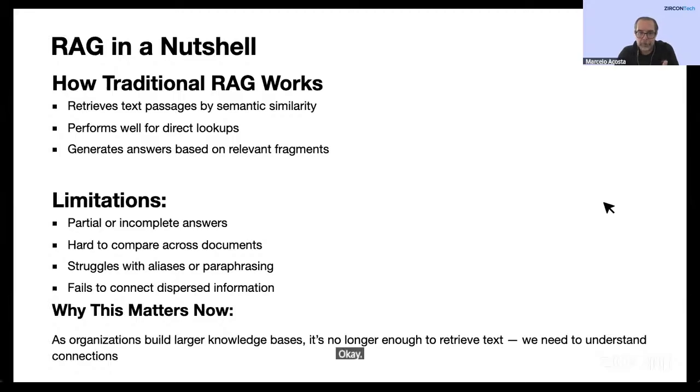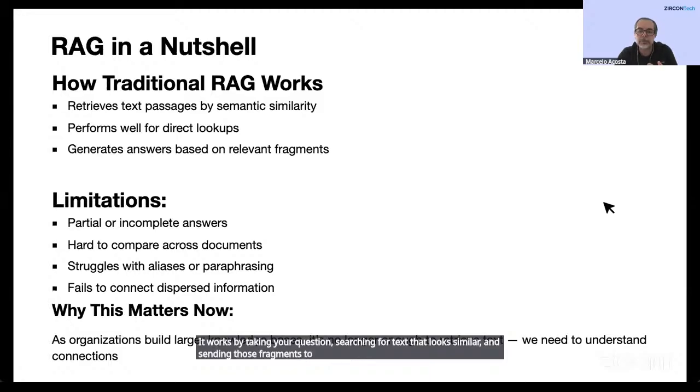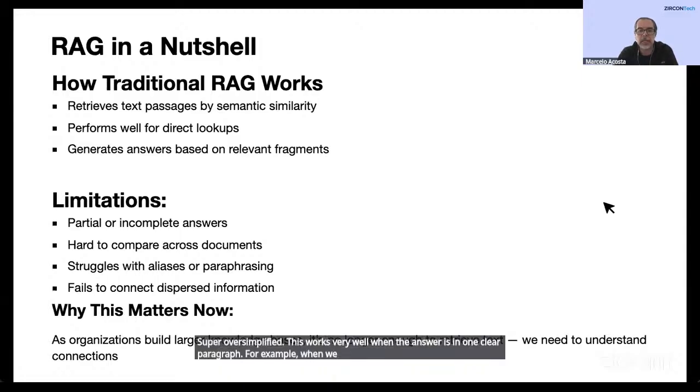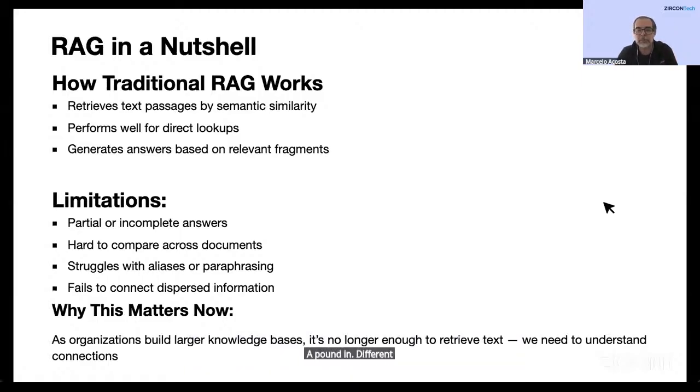Okay, what is RAG? RAG stands for Retrieval Augmented Generation. It works by taking your question, searching for text that looks similar, and sending those fragments to a language model to create an answer. This is super oversimplified. This works very well when the answer is in one clear paragraph. For example, when we ask for a date, name, or a single definition, or something that can be easily found in different fragments of text.